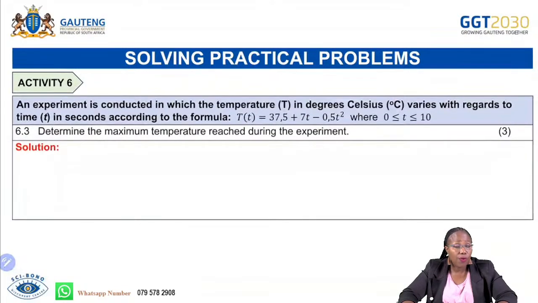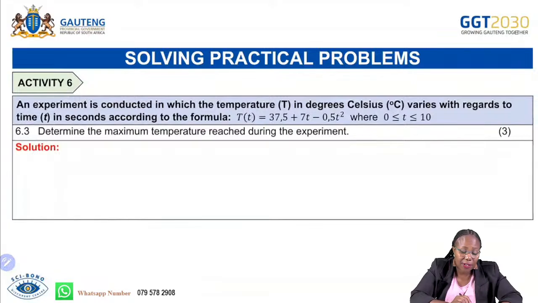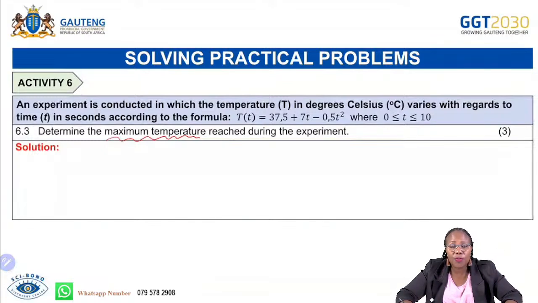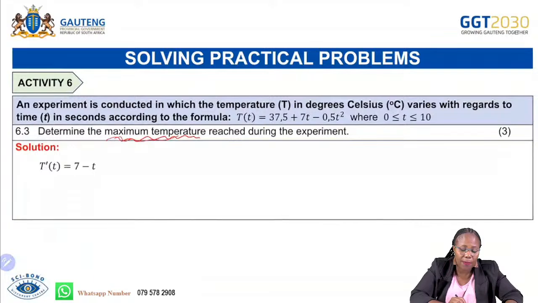And then now moving on to 6.3. Determine the maximum temperature reached during this experiment. Maximum temperature. Can you see we are still involving the differentiation? If you want to maximize, you differentiate, you let it equal to 0, you solve for t in this case, and substitute that maximized t into the original to find the maximum temperature. So your starting point will be differentiating because you are maximizing.